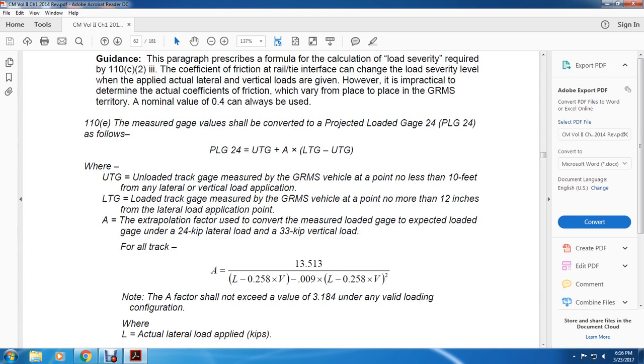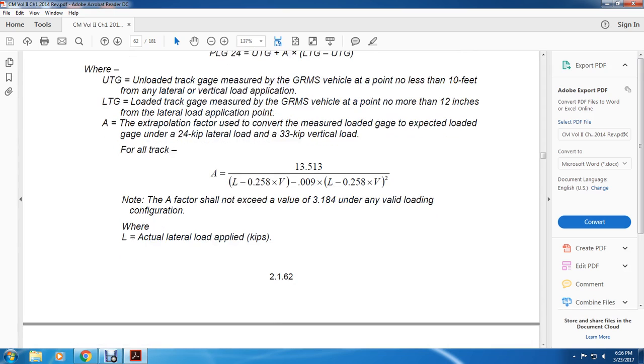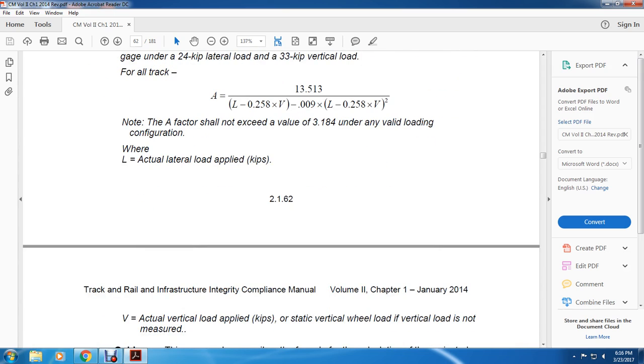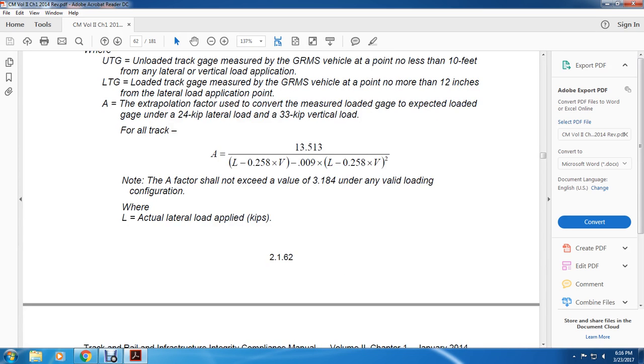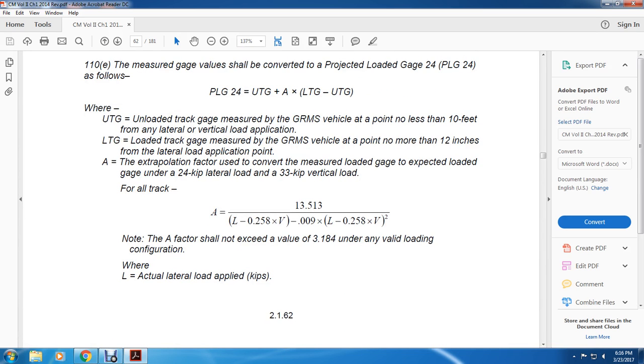For all track, note that the A factor should exclude the value of 3.184 under the given loading configuration, where L is the actual lateral load applied in KIPs, and V is the actual vertical load in KIPs, the static vehicle wheel load. Vertical load is not measured. Alright, you have A, your extrapolation factor to convert the measured load gauge to the expected load gauge under the 24 KIP lateral and 33 KIP vertical load: 13.5153 times the actual lateral load applied times 0.2 minus 2.258 times V minus 0.9 times L times 0.25 times L V squared.